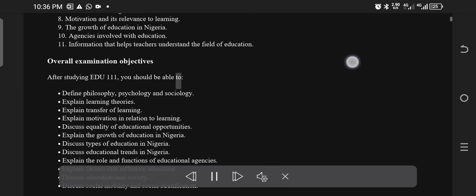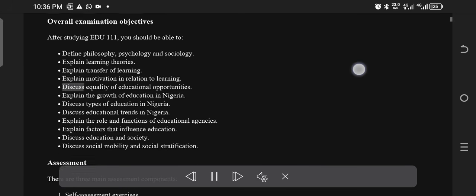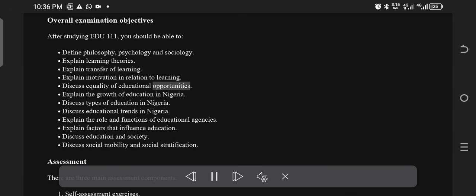Overall examination objectives. After studying EDU 111, you should be able to define philosophy, psychology, and sociology. Explain learning theories. Explain transfer of learning. Explain motivation in relation to learning. Discuss equality of educational opportunities. Explain the growth of education in Nigeria.